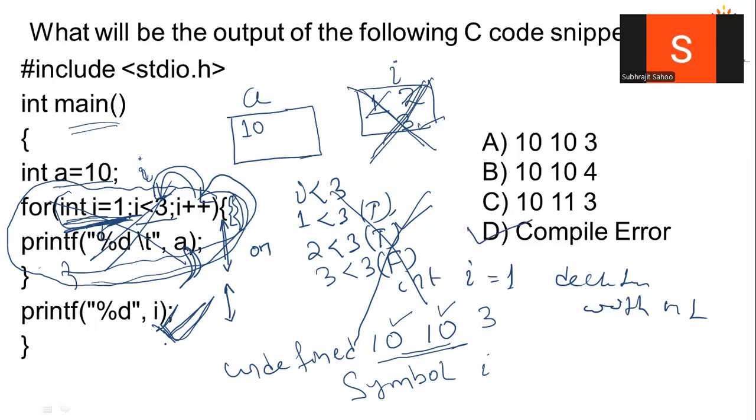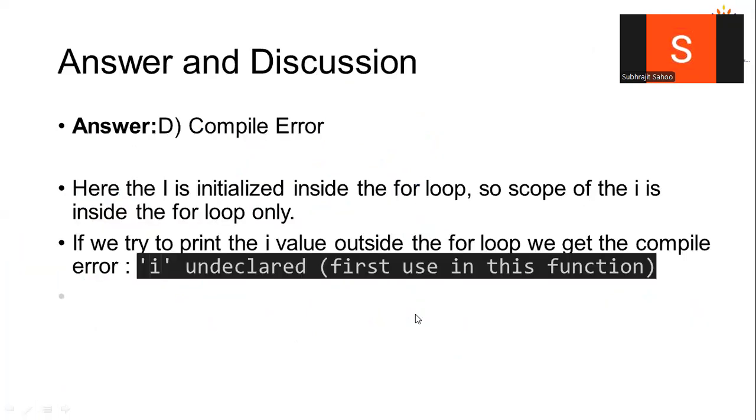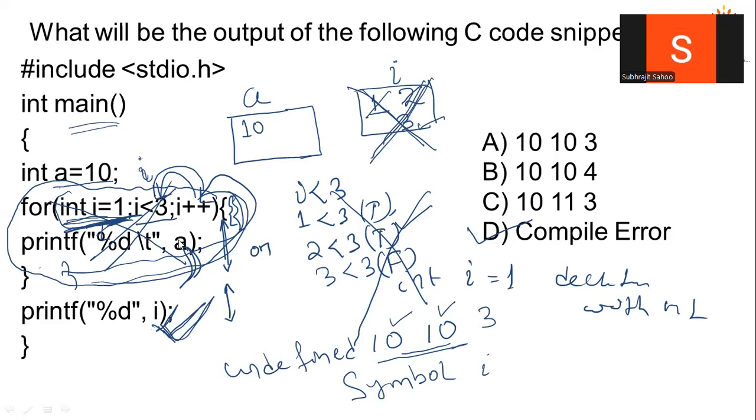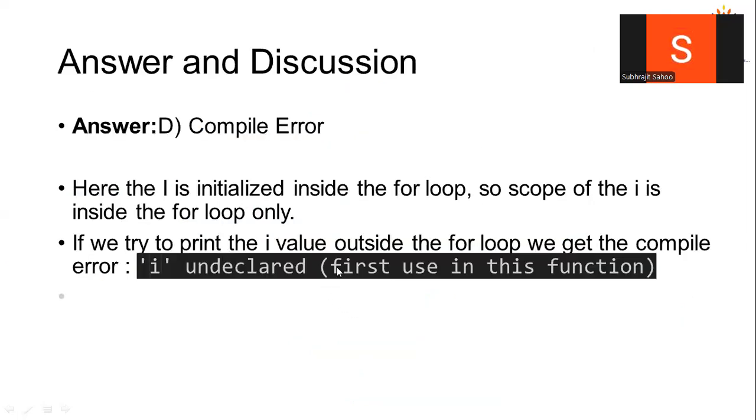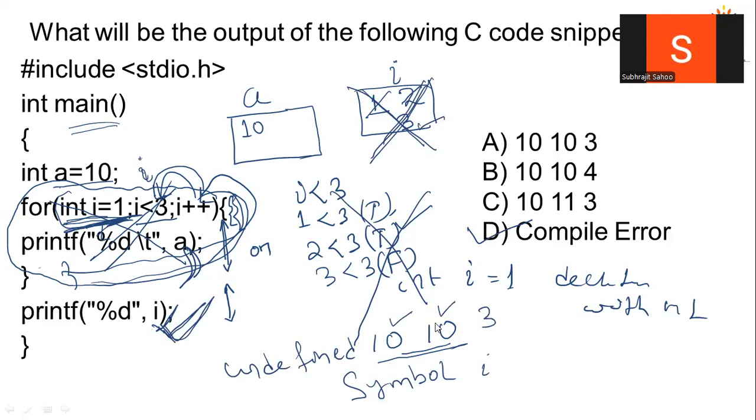Compiler error. Let me execute this program. Okay, let me check the answer first. See, D, or not? Compiler error. See, it is written here: i is initialized inside of the for loop. So what is the scope of this? Inside of the for loop only. And we try to print the i value outside the for loop, so we get a compiler error. Even though the a value is executed 2 times, 10 10 is ready to print, it will not print because of this statement only.